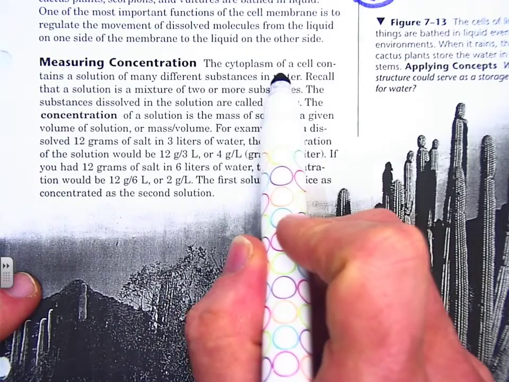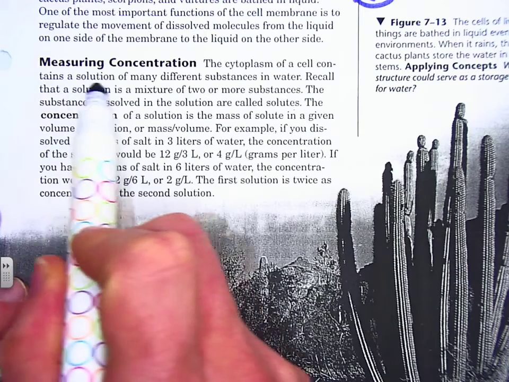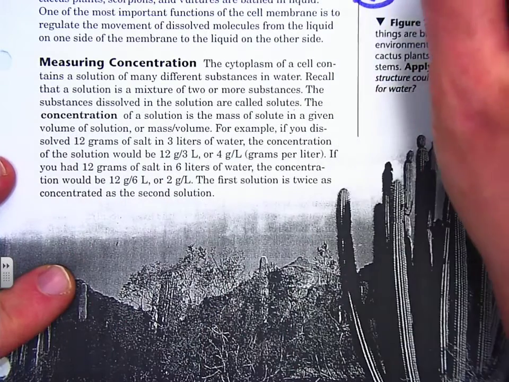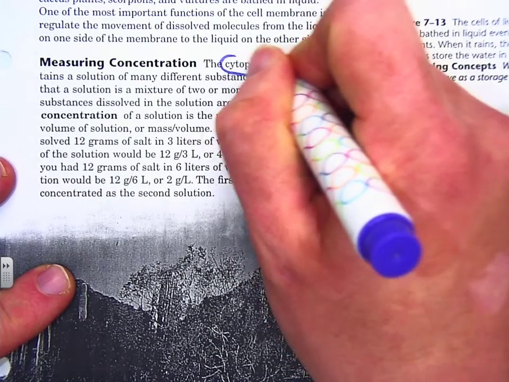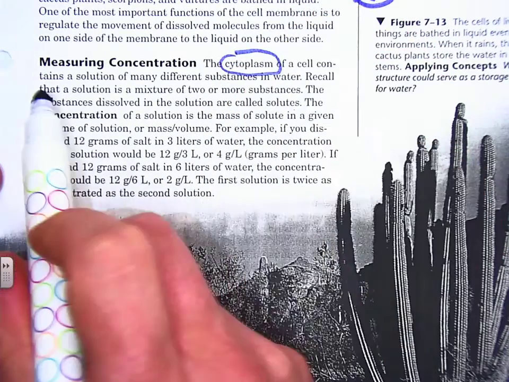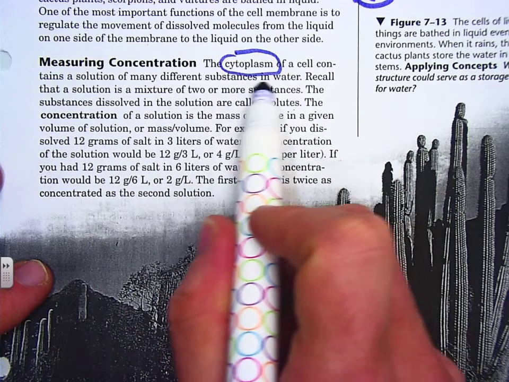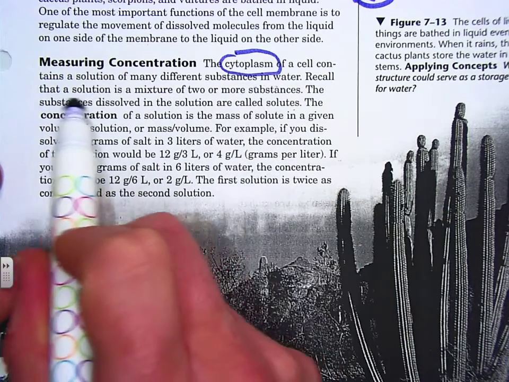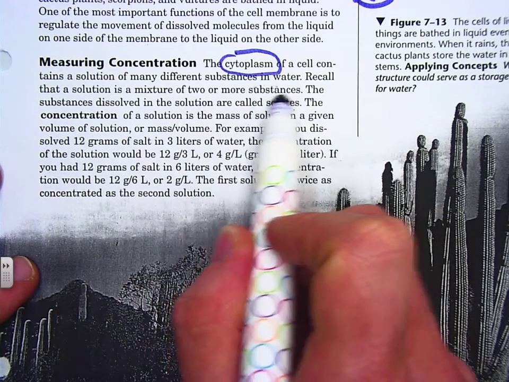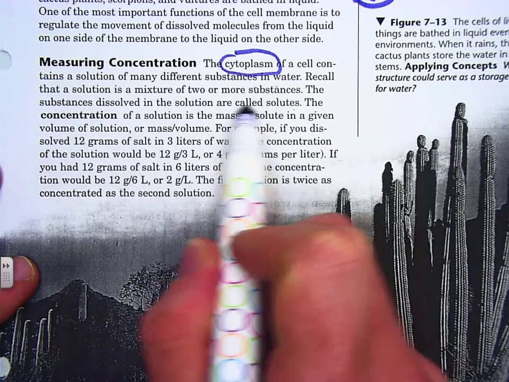The cytoplasm of the cell contains a solution of many different... Mr. Worley, what is a cytoplasm? That is the liquid inside the cell. A cell contains a solution of many different substances in water. Recall that a solution is a mixture of two or more substances. The substances dissolved in the solution are called solutes.